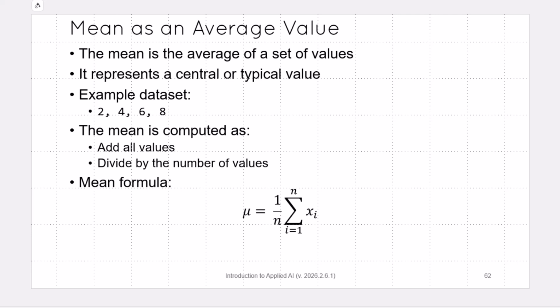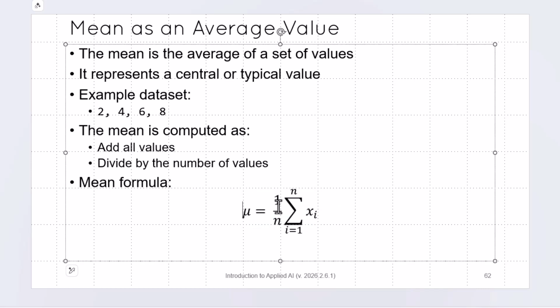Who do you appreciate? Dr. Baugh. The mean is computed as: add all values, divide by the number of values. And the formula looks like this. We use the Greek letter mu, and that equals 1 over n of the sum from i equals 1 to n of the x sub i's. If you're coming from a computer science background, you can think of this as a little bit like a loop. It's looping from x sub 1, x sub 2, x sub 3, all the way up to x sub n, whatever that n value might be, and then dividing by n.